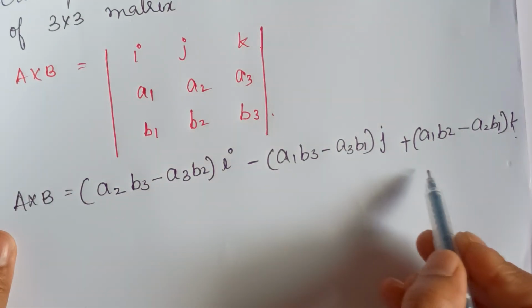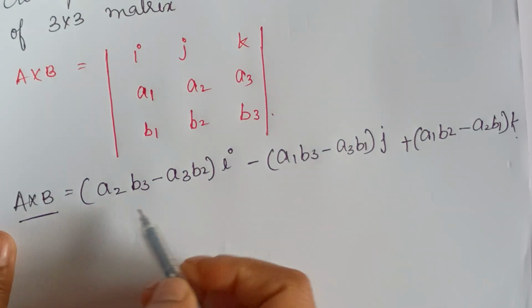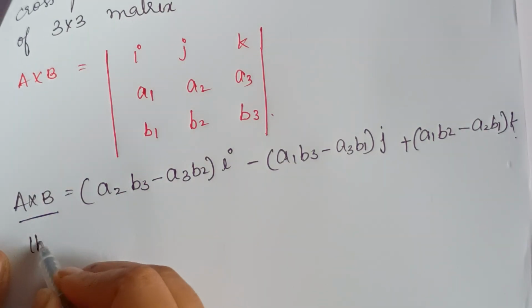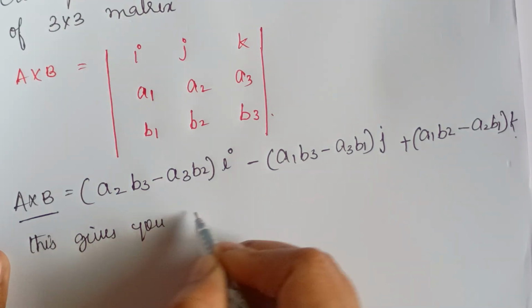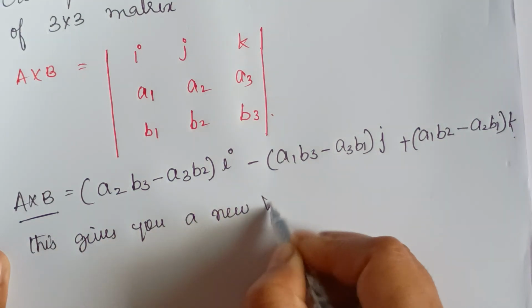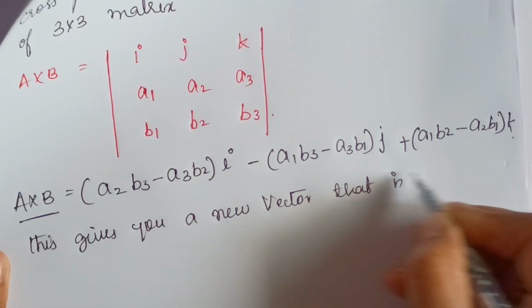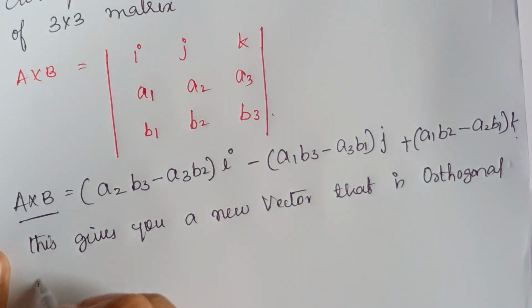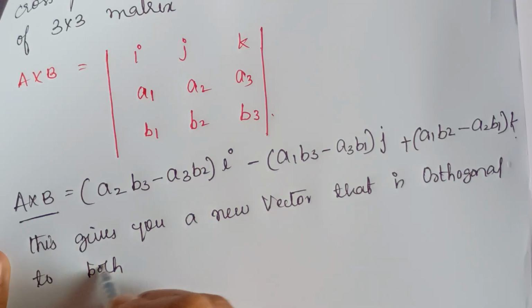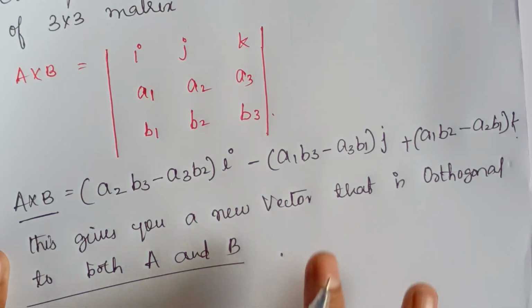Now this gives us a new vector that is orthogonal to both A and B. So let me write this. This gives you a new vector that is orthogonal to both A and B. Done.